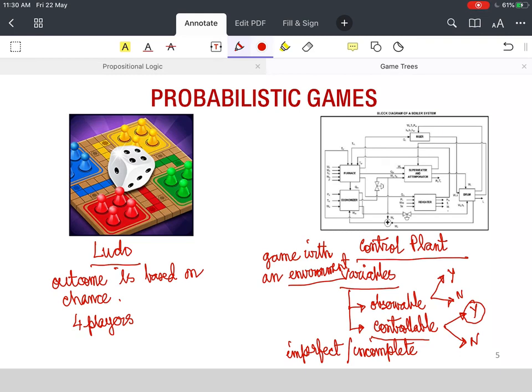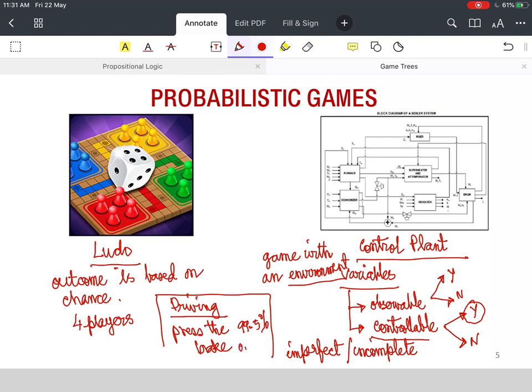We have discussed another problem earlier in autonomous driving. For example, let us take another example of driving. Now, if you press the brake, there is a 99.5% chance that the car will stop. But there is a 0.5% chance probably that the brake may fail. Therefore, given the action of one of the players, the environment may take another action. So there is a probability involved in these games. So these games pan out to become probabilistic games.